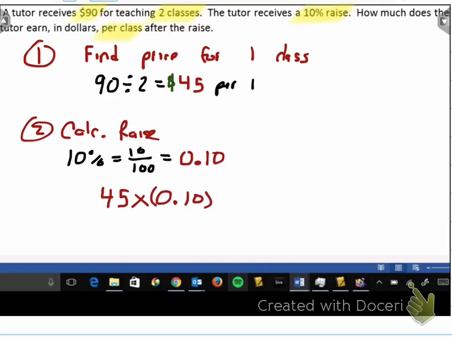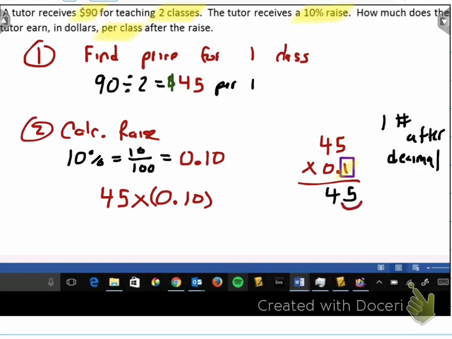Okay? Well, if you do that out, which I'll do for you because we might be a little rusty, this becomes this. 5, 4, and there's one number after the decimal place, right there, which I highlighted. So all I do is I move over 1 here, and I put my decimal place right there. So my answer is, 45 times 0.1 is 4.5.